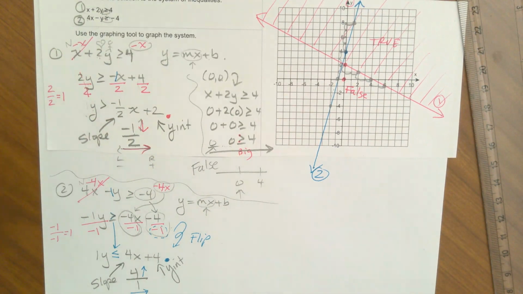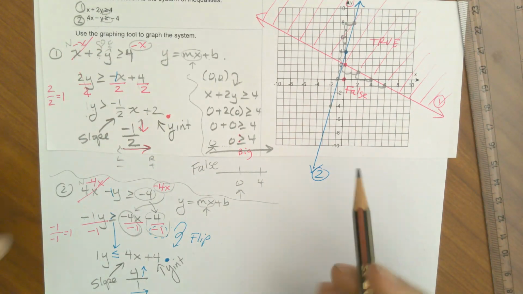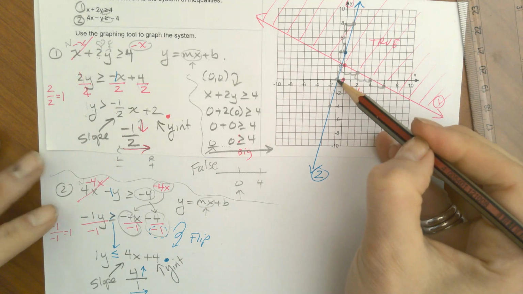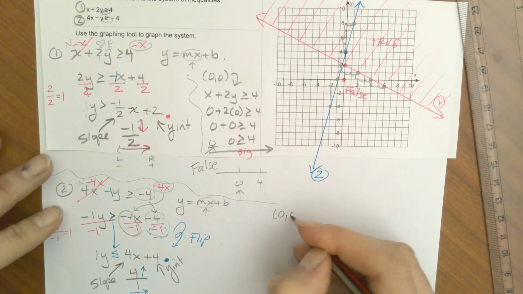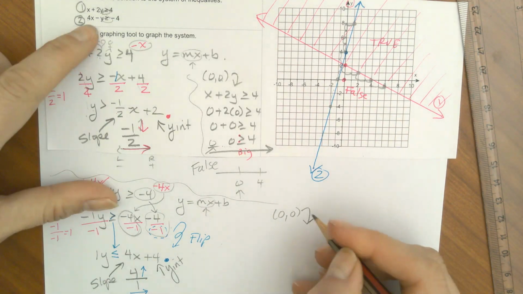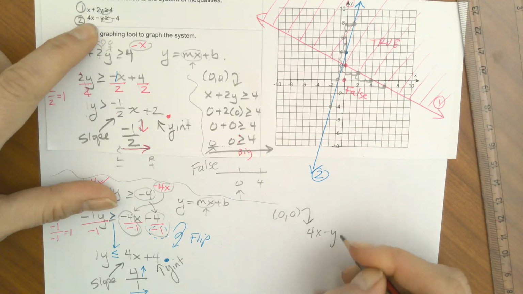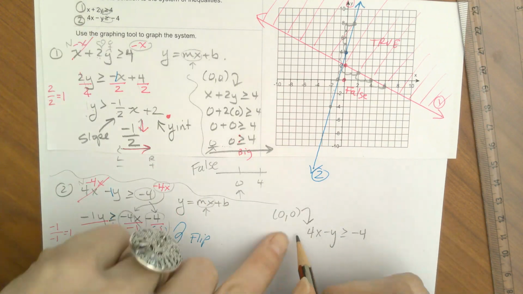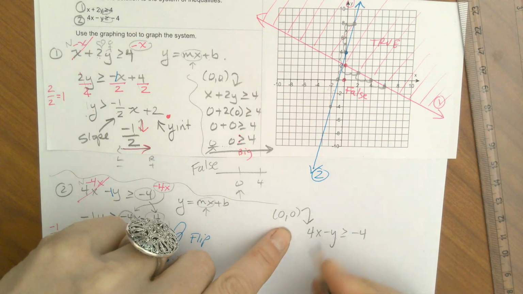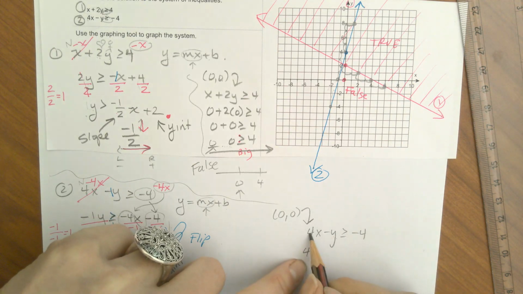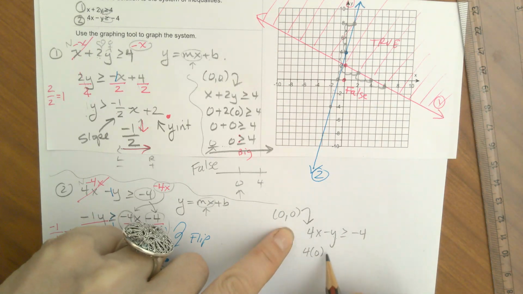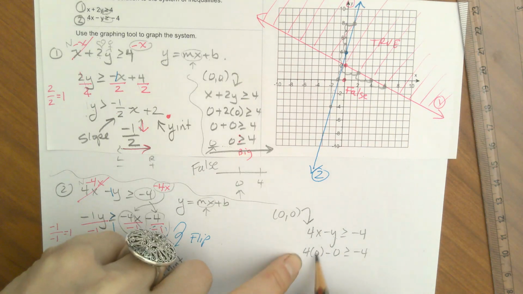Okay. Now I have to decide what side to color. So is 0, 0 on the boundary line? Nope. So I can substitute that into my inequality. There. So wherever there's an x and y, I just put zeros. Now because this is 4 times x, I need to put brackets. Here I don't need it. So 4 times 0 is 0.